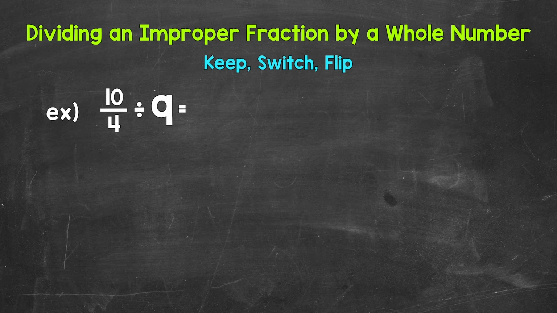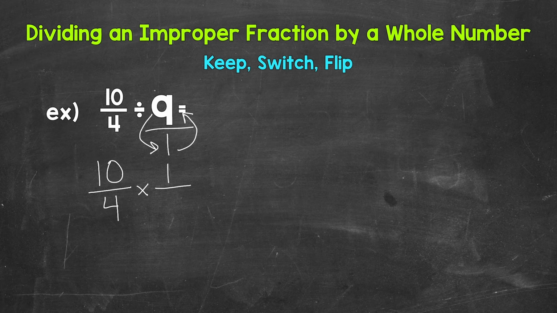Let's jump into our example where we have 10/4 divided by 9. So keep, switch, flip. Let's keep 10/4. Switch to multiplication, and then we need to flip that 9. Well, we flip that 9 by writing it in fractional form. And remember, we can write any whole number in fractional form by putting it over 1. And now we can flip it. So 1 is the numerator, and 9 is the denominator.